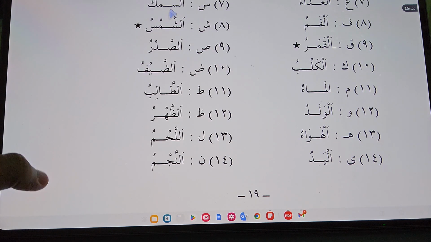أخانا ياسين. الشمس. طيب. الصدر. طيب. الضيف. طيب. الطالب. طيب. الظهر. طيب. اللحم. طيب. النجم. طيب، ما شاء الله.